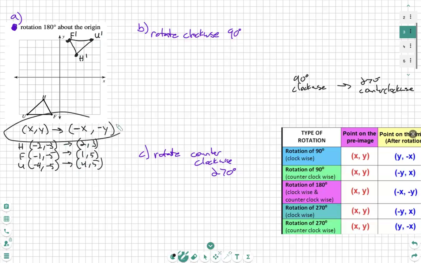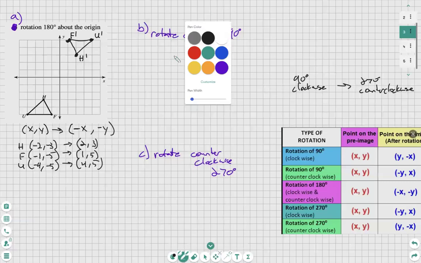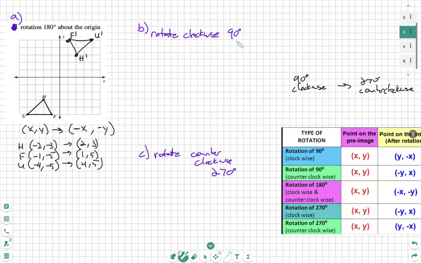So if we can write our rule, then write down each point after and rewrite them, the graphing of this becomes very easy. Let's go over just writing the rule for now. Rotate clockwise 90 degrees using the same points, and counterclockwise 270. So let's bring this here. Here are our points that we know. And now we have to just remember what is the rule for rotating clockwise 90 degrees?